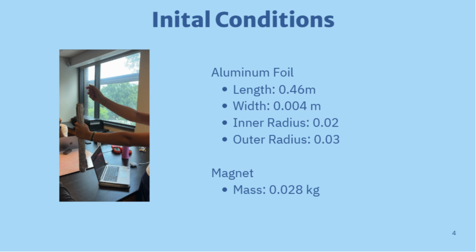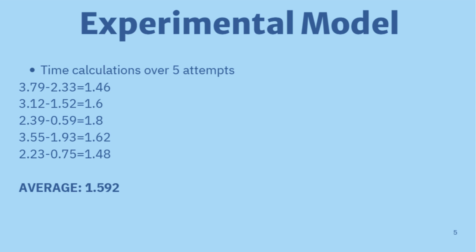For the experimental model, we dropped the magnet through a tube and measured the time from when it first entered the tube to when it left the tube. We did this over 5 attempts with the math included here and ended up with an average of 1.592 seconds.